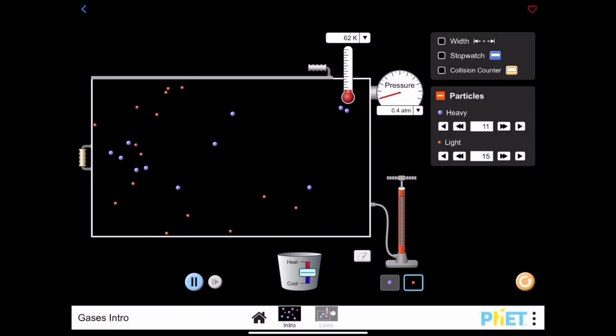Here you can see the simulation showing the enzyme and the substrate. Just a reminder, the purple spheres are the enzymes and the red spheres are the substrates. Now, what you can see is that the temperature is quite low. It's at 62 Kelvin.